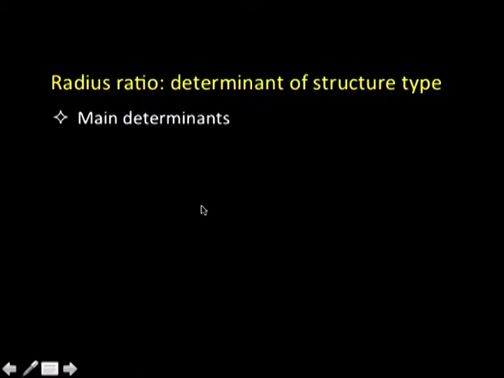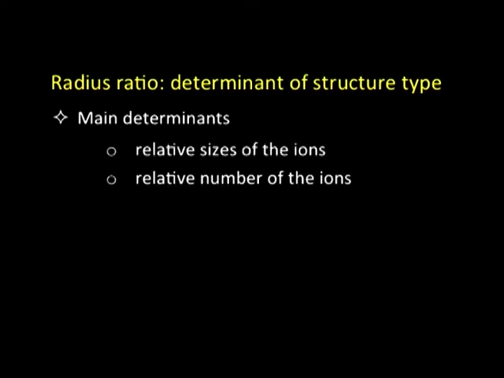Now, what is important is how do we determine which structure will be adopted by which ionic solid, and for that we have a kind of rule called the radius ratio rule. And radius ratio is basically a parameter which is a determinant of the structure type of a given ionic solid. And typically, if you want to talk about the structure adopted by an ionic solid, there are two determinants. The first determinant is the relative size of ions, and the second is the relative number of ions.